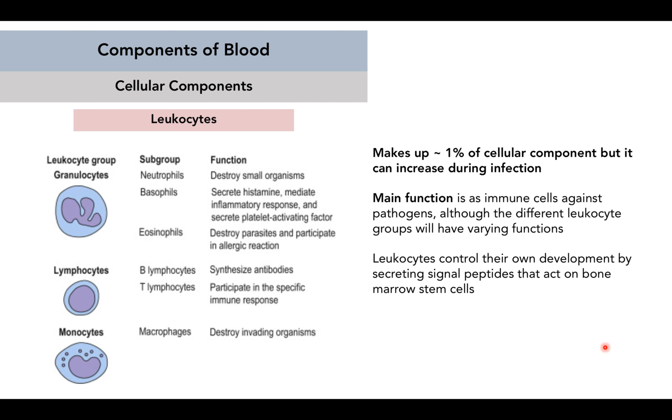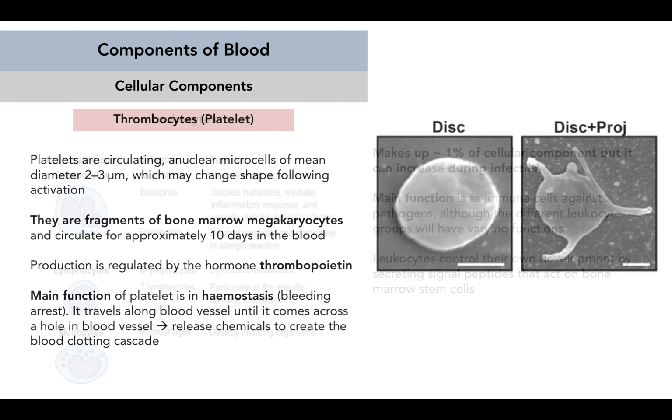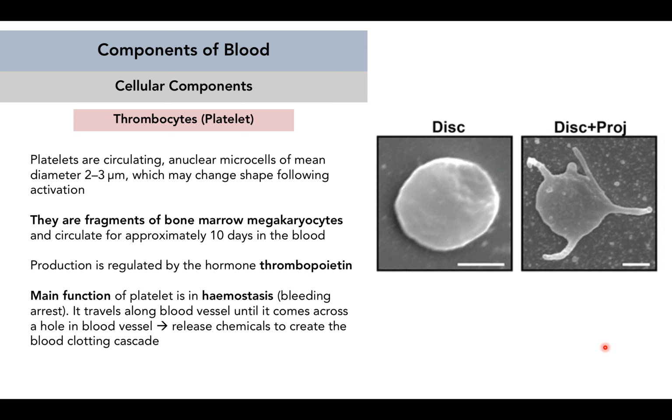Now, the second cell component of blood is the leukocyte, or white blood cell, and this only makes up about 1% of the cells in blood, but this percentage can actually increase when there's an infection. And the main function of leukocytes is as immune cells, to fight against a lot of different pathogens. And as I said before, we probably won't go into too much detail on these leukocytes, because we have a separate lecture for these, which is the biochemistry of immunology. So I'll move on to the last blood cell, which is platelets or thrombocytes.